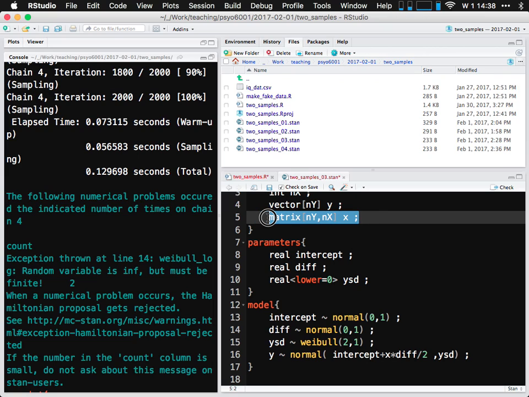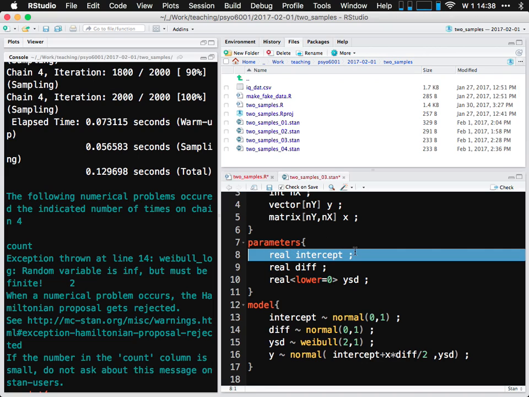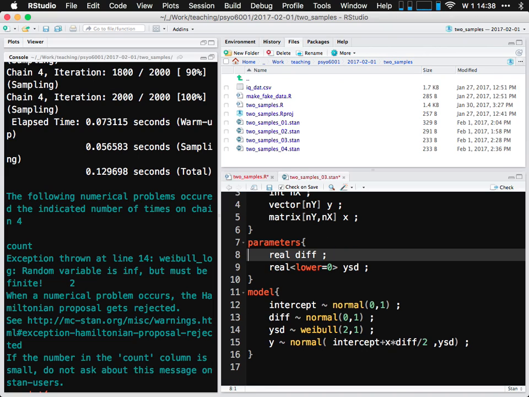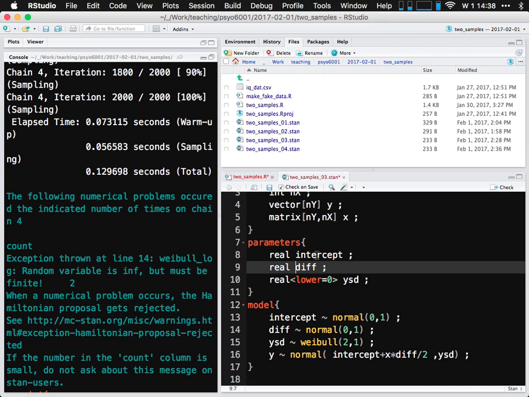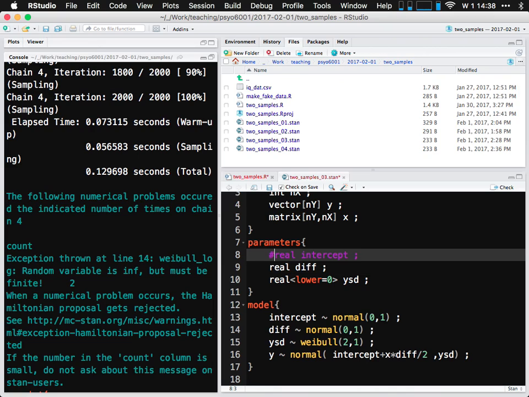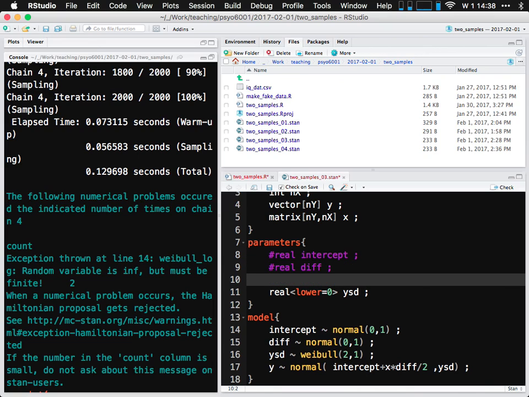Since we are going to construct this matrix so that it has one column that's an intercept and the other column that's the group effect, we don't need to have a separate intercept term here. Instead of an intercept and a diff, we need a vector of length nx, so it's going to be length 2, and we'll call it coef for coefficients.